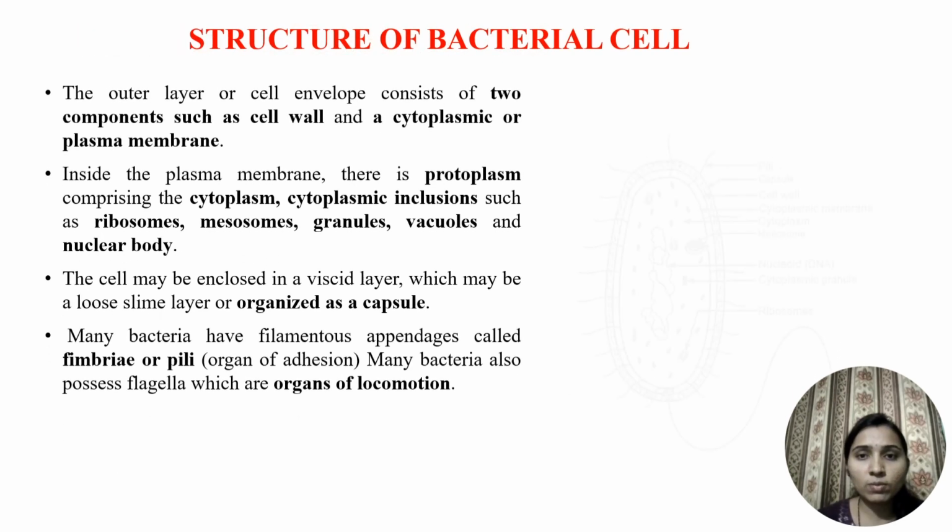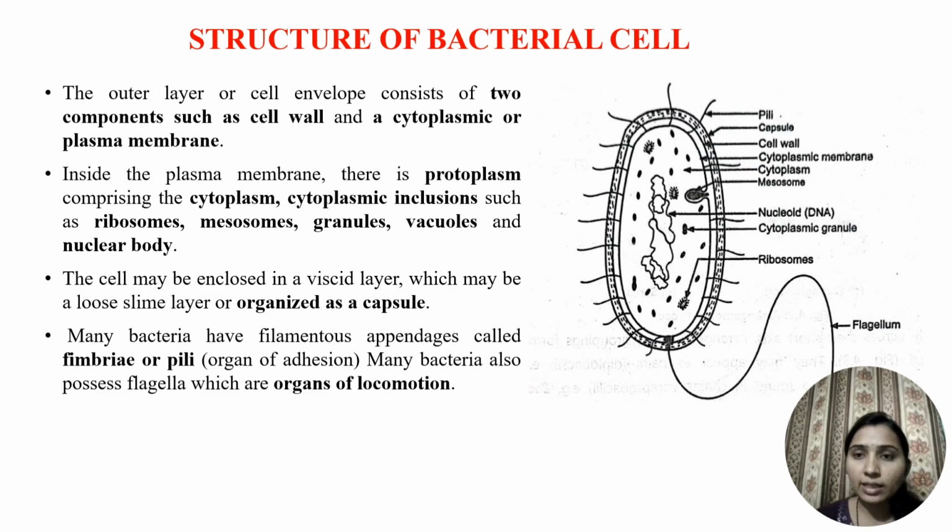So what is the structure of the bacteria? Here you can see the diagram. You can see this hair-like structure is called the pili. Then the outermost layer is the capsule, and this dotted line is the slime layer. Then inside this capsule is the cell wall. Then the cytoplasmic membrane, and inside this cytoplasmic membrane there are cytoplasm, mesosome, this enfolded part, then nucleoids, cytoplasmic granules, and ribosomes. And this long hair-like structure is called the flagellum.